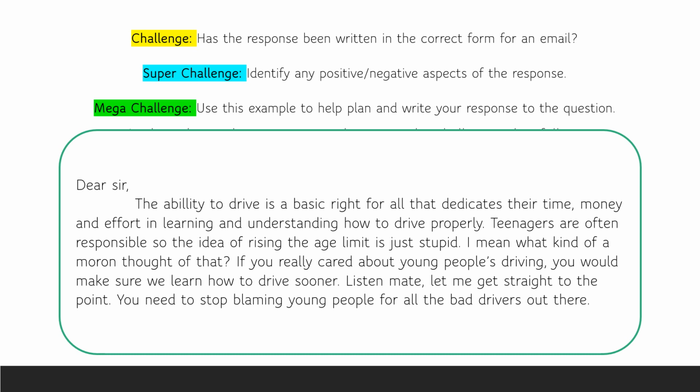Now, I'm not expecting this to be perfect. As you can see from the example there, that is far from perfect. There is definitely some areas that need to be improved, but it's all about having a go and having something to work with and build on when we come back and look at this in more detail.